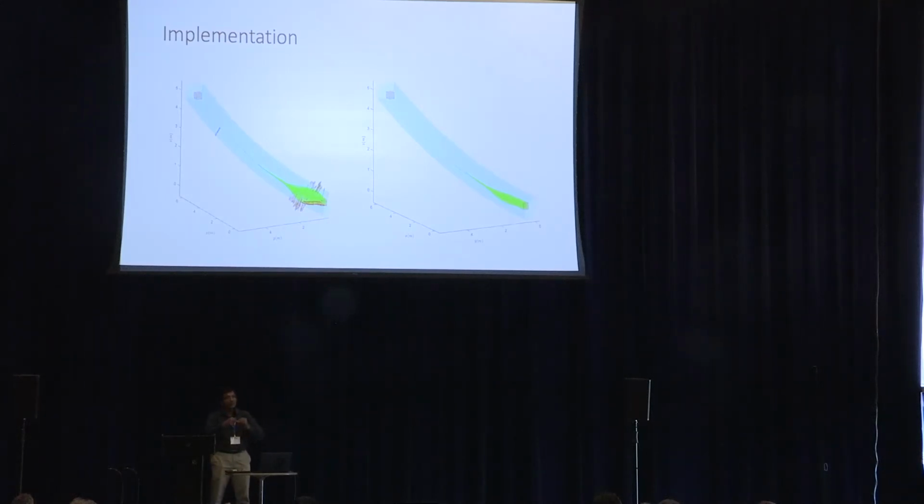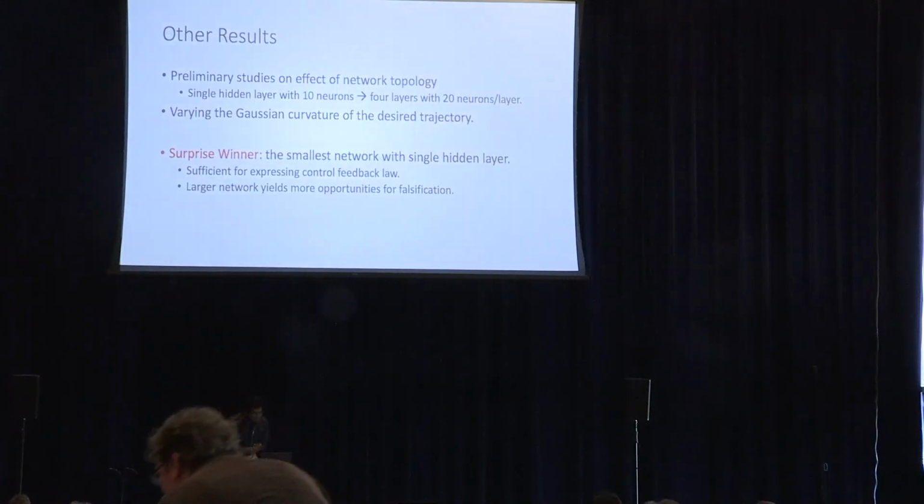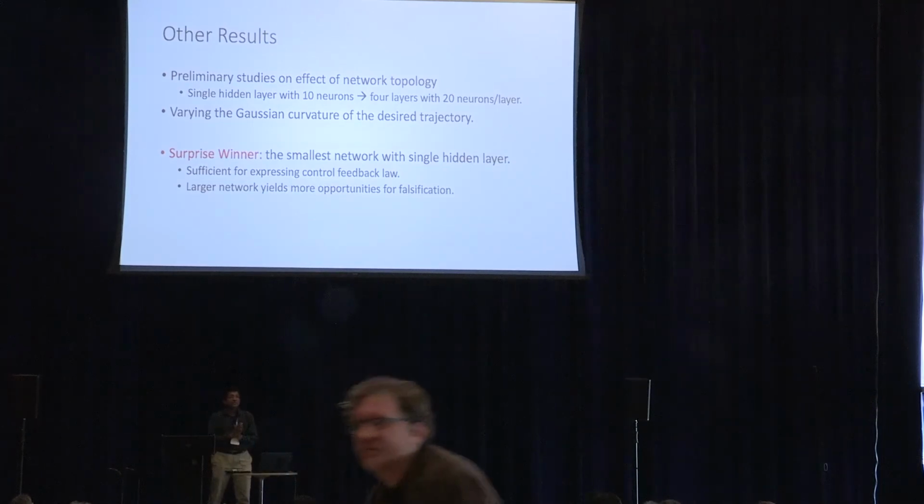They explore a very small fraction of the tube, and they converge very quickly to the actual reference trajectory. I have a slide on comparing falsification search strategies, but too many numbers. The details are in the paper, and they basically show that our search, the gradient-based search, is much more powerful. Very surprisingly, if you discretize and do a grid search, it doesn't work so well. We don't know why.